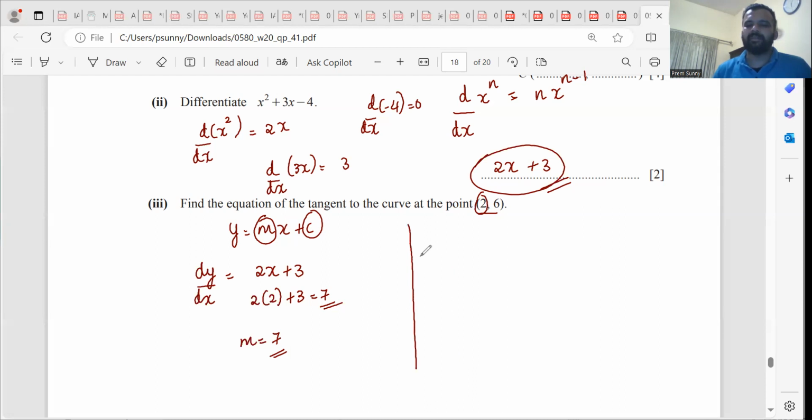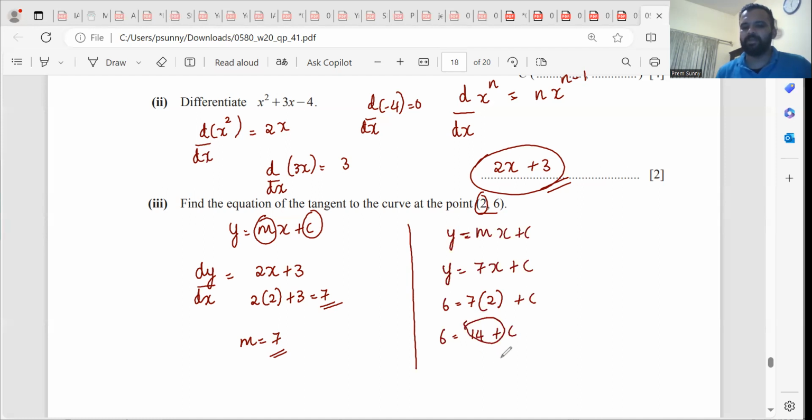Now, to get the y-intercept c, we know the standard form is y is equals to mx plus c. And we already got the gradient 7. So let's substitute instead of m, 7x plus c. Now, it passes through the point 2, 6. So instead of x and y, we can substitute these coordinates. Instead of x, I can substitute with 2. Instead of y, I can substitute it with 6. So 6 is equal to 7 times 2 is 14 plus c.